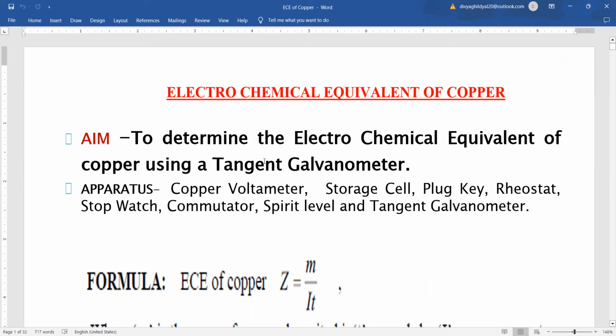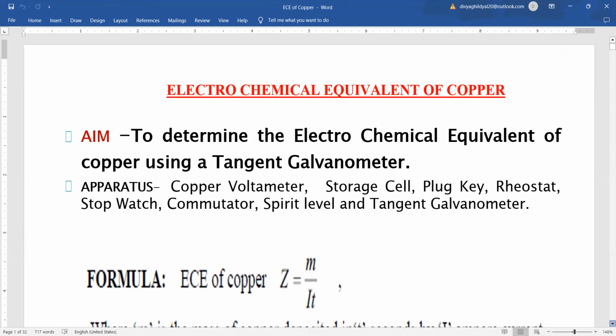What apparatus do you require? You require a copper voltmeter, a storage cell, plug key, rheostat to vary the current in the circuit, stopwatch to take time into consideration, how much time you will let the current flow in the circuit, commutator key to reverse the direction of current in the circuit, spirit level to balance the tangent galvanometer.